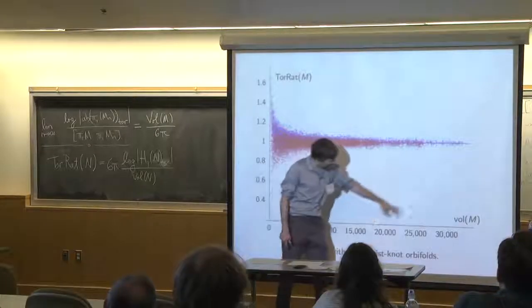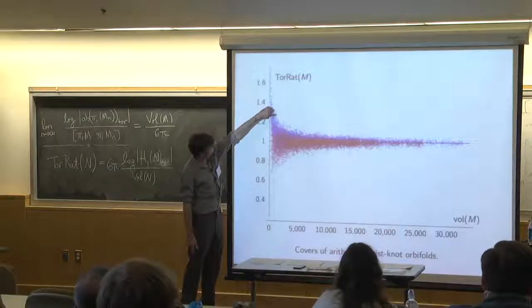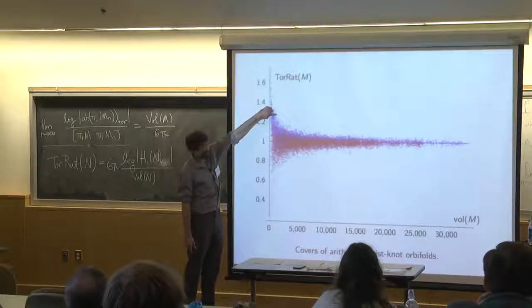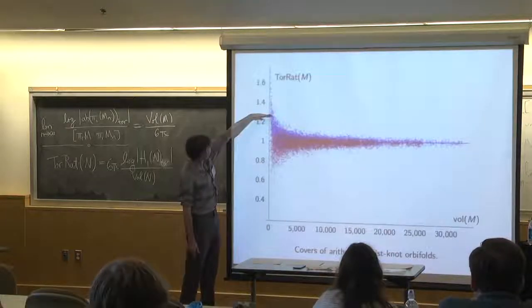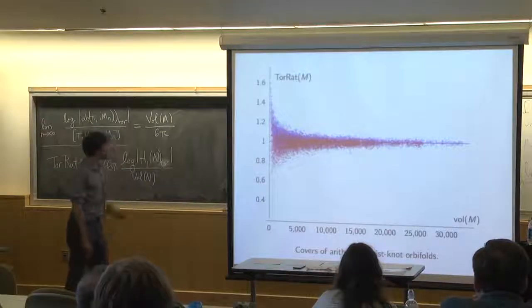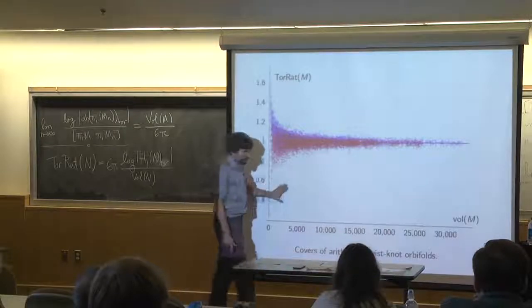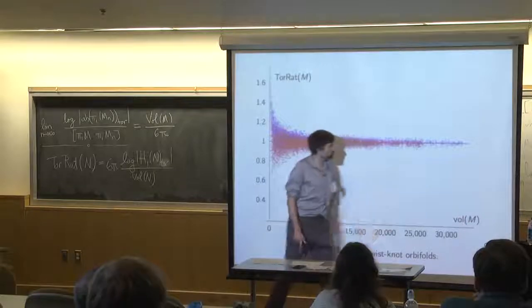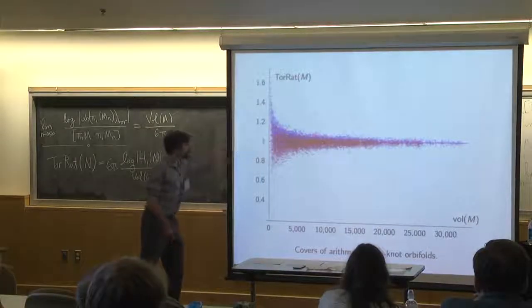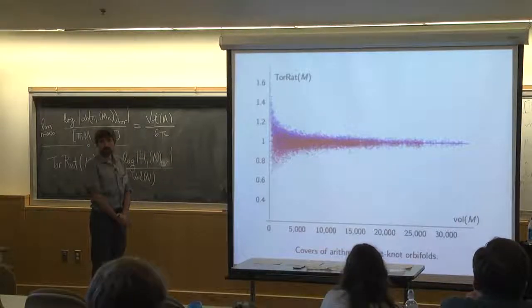So as the volume increases out towards 30,000, each dot here represents one of these covers. So this dot here represents something of volume about 2,500, whose torsion ratio is about 1.26. And anyway, as you go out to bigger and bigger volumes, these dots do cluster down along the line at height 1 as proposed by the conjecture. All right, questions?